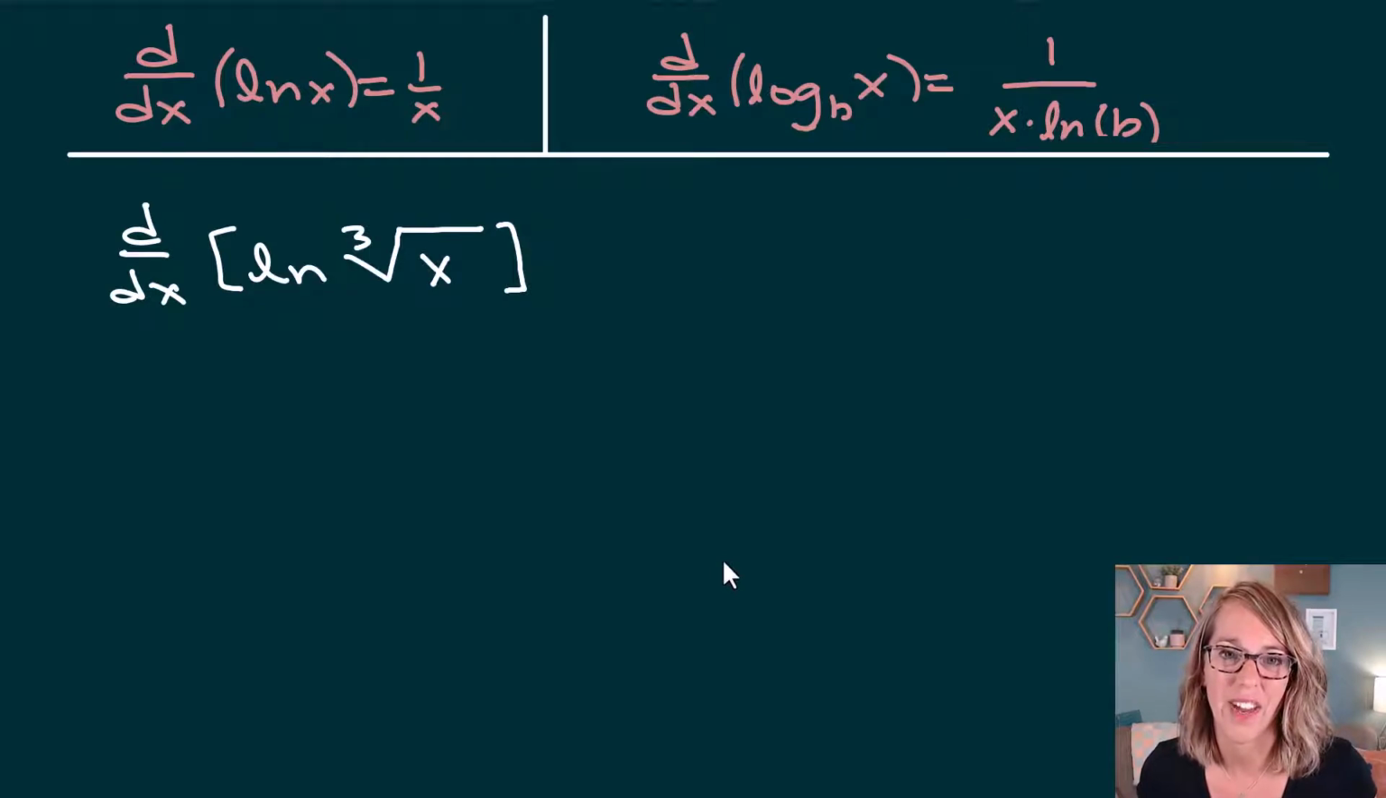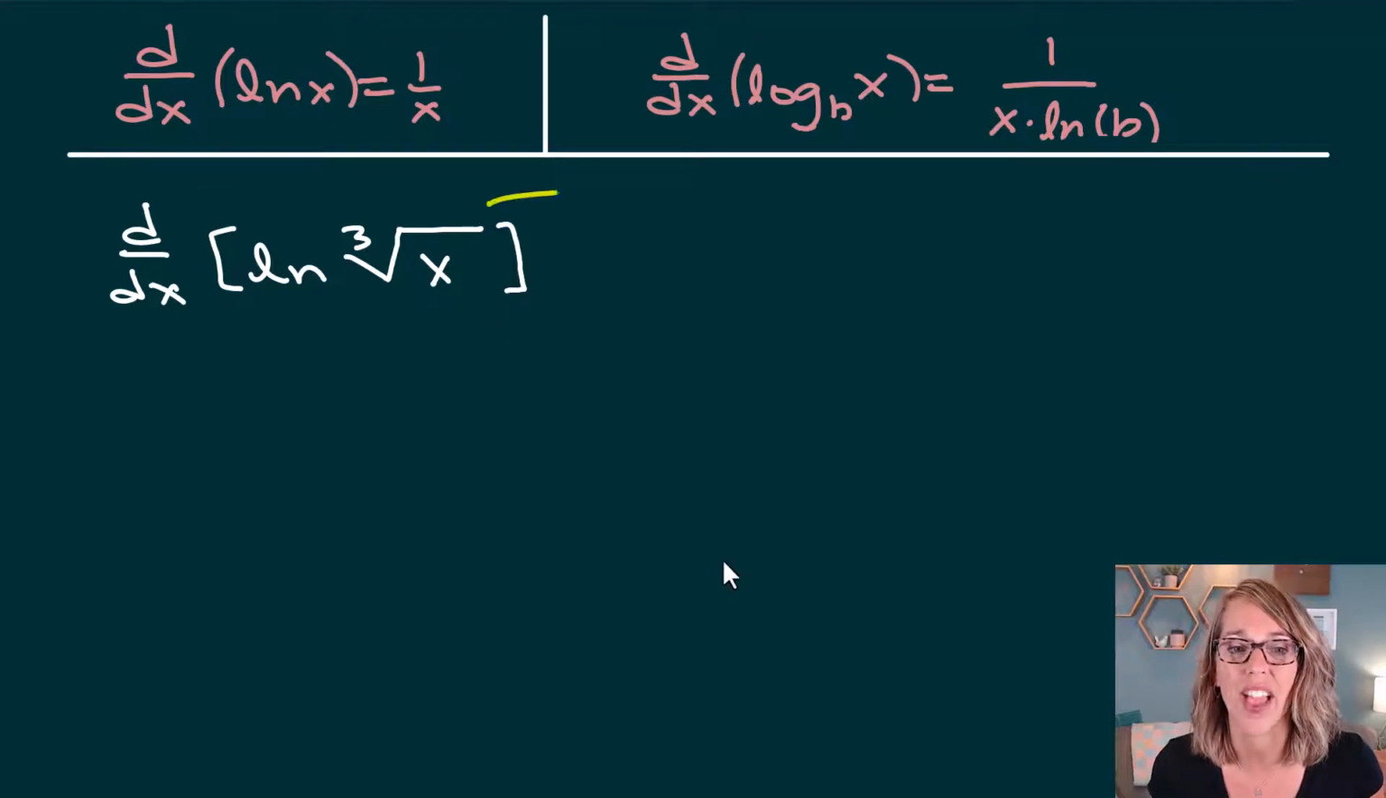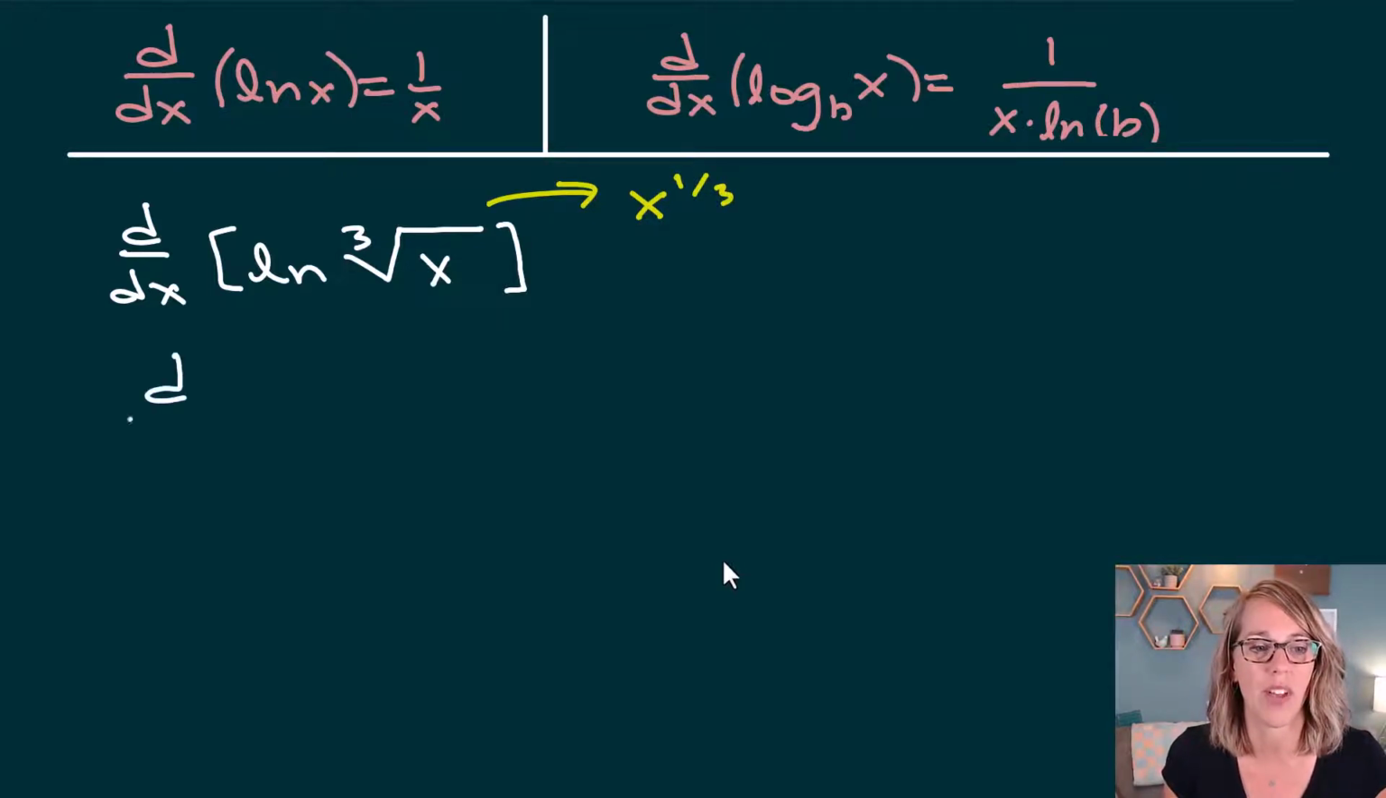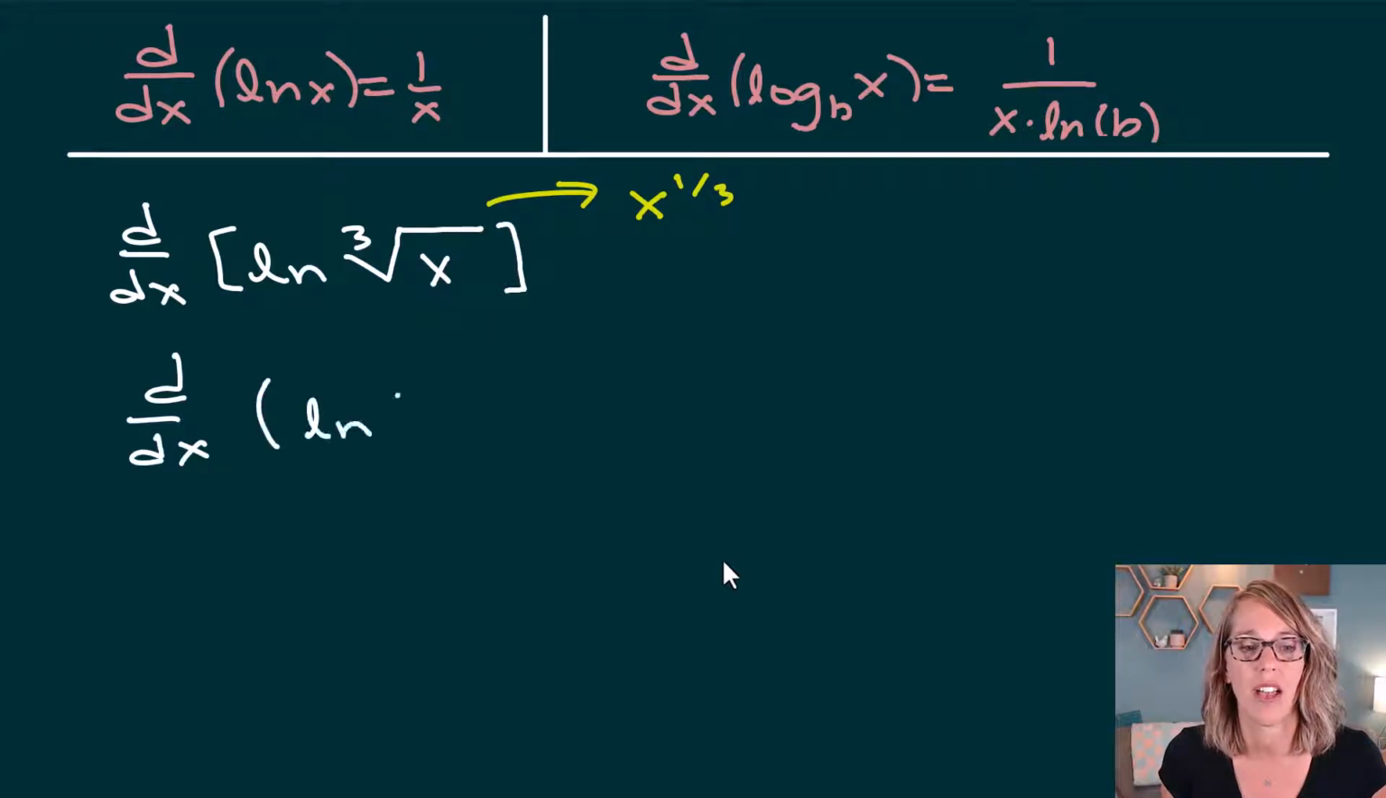In our second example, I've got the derivative of the natural log of the cube root of x. There are actually two ways that I can do this. I can either use a chain rule, or I can use a property of logarithms to simplify what I've got. I'm going to go that route. So as I'm looking at this cube root of x, I can actually rewrite this as a 1/3 power. That's going to change my problem. So I've got the derivative of now the natural log of x to the 1/3 power.